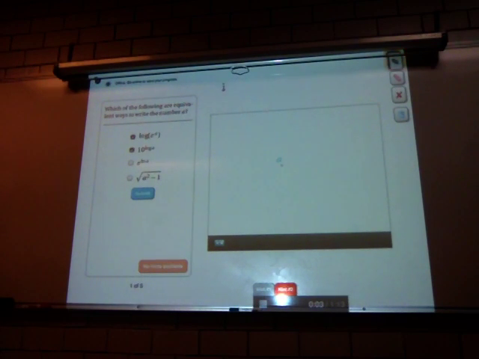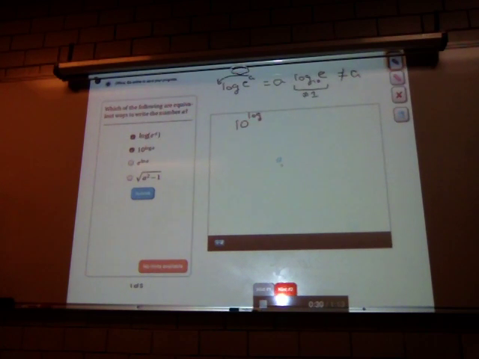The first answer choice, the logarithm of e to the a, can be rewritten using the logarithm rule as a times the logarithm of e. And if you have a log by itself, it means the log base 10. This thing here is not equal to 1. So this expression is not equal to a.